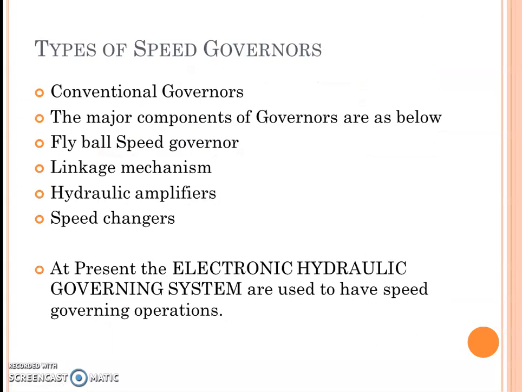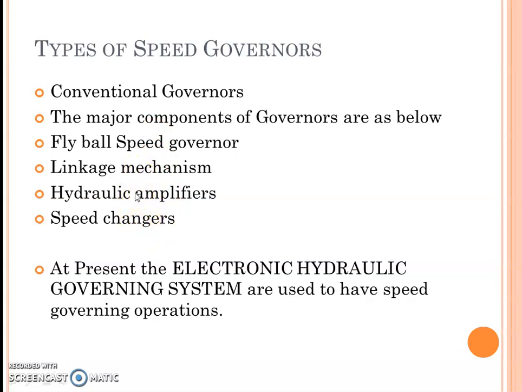So here next comes the types of speed governor systems. How many types are there in the speed governor system? Conventionally, if you are going to consider the governors, then the conventional components of the speed governing system are of 4 types. That is flyball speed governors, linkage mechanism, hydraulic amplifier and speed changers. These are all the conventional governors which are used as speed governing systems.